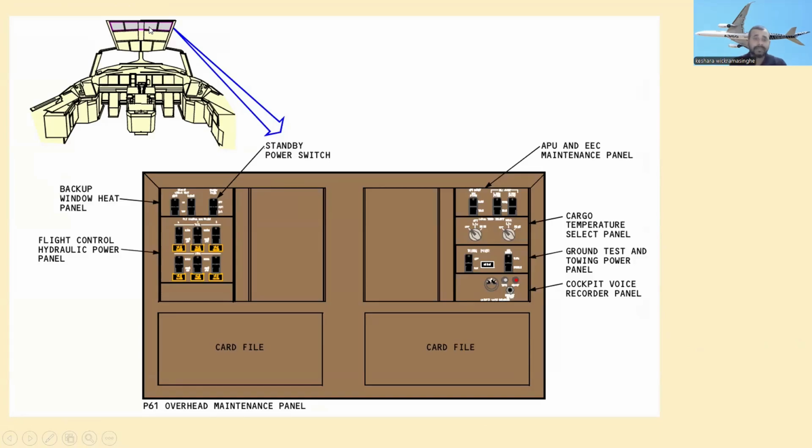In the P61 overhead panel, this is the card file. Here you have standby power switches, backup window heat, and flight control hydraulic power panels. Here is the APU and electrical maintenance panel. And this is the cargo temperature selector panel. This is the ground test and towing power panel, and this one is the cockpit voice recorder.